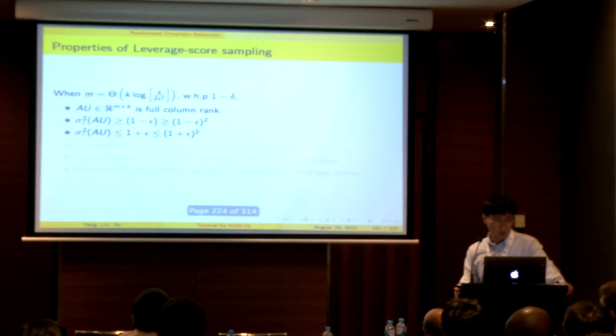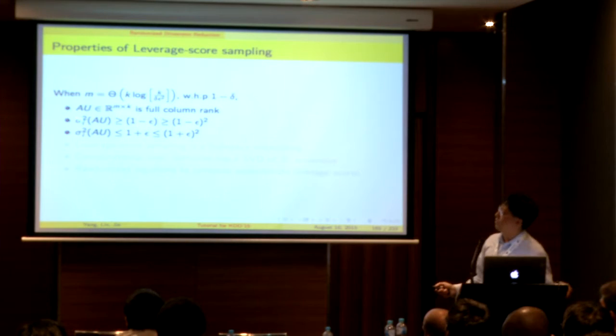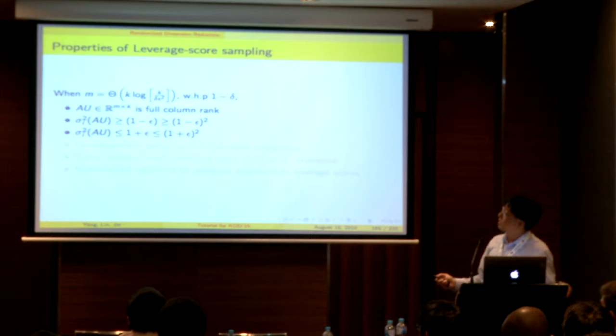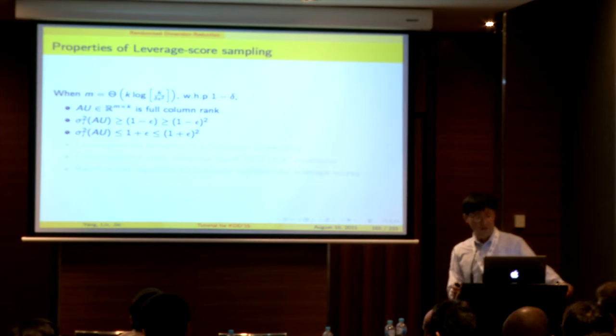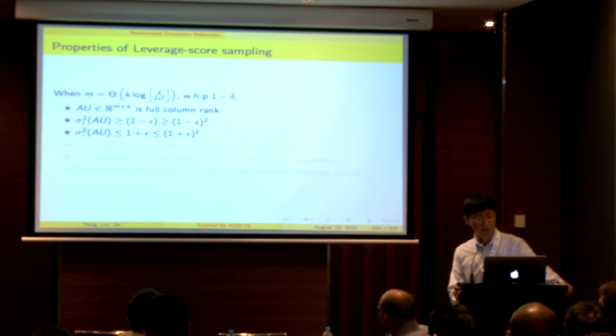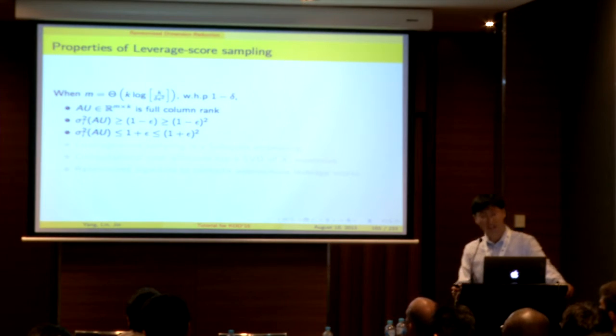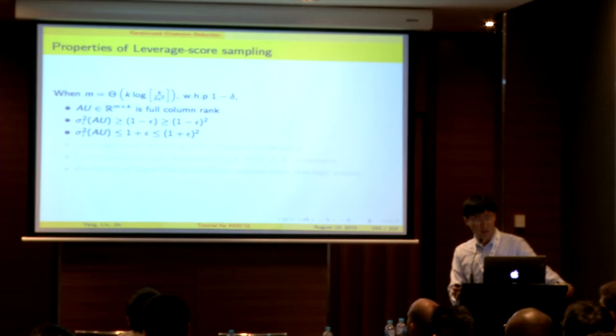So, the properties of leverage score sampling. If we make M, the value of the reduced dimension, equal to this value, which is similar to what we see in the subspace embedding, k times the log term, then we can guarantee the same property as a subspace embedding. So the leverage score sampling is actually a subspace embedding. That is a key property used in many randomized algorithms.